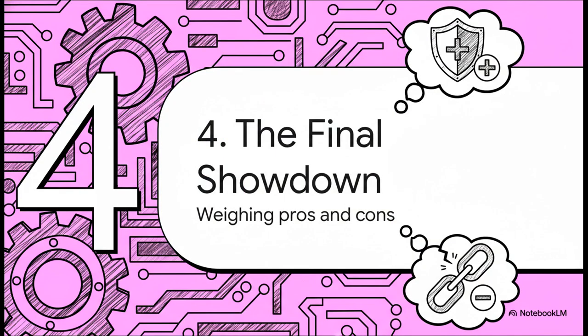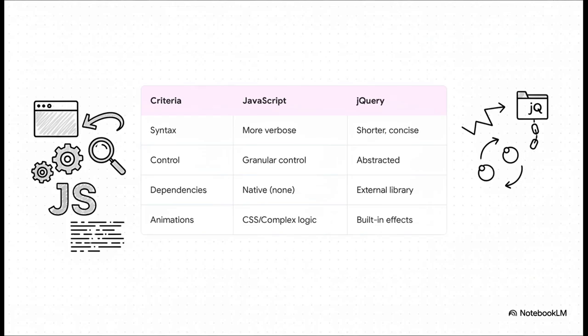Okay, so we've looked at the code side by side, we've seen the events and the effects. Let's pull back for a minute and summarize the key differences to help you figure out which tool is right for which job. This table really breaks it all down. With JavaScript, the syntax is more verbose. You're definitely typing more, but it gives you this really granular control over every single detail. And most importantly, it's native. It runs in every browser, no extra files needed.